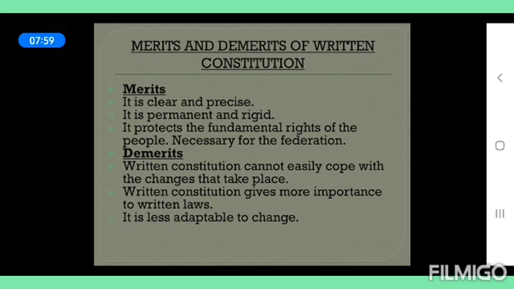So that is why the customs and the values are not important in the written constitutions, though they are there, but they are not given much importance in the written constitutions.